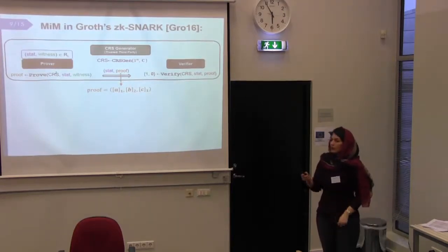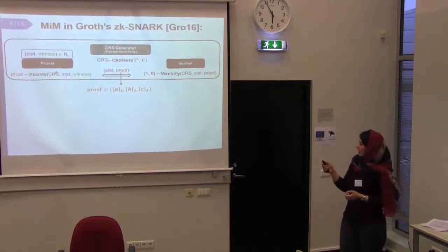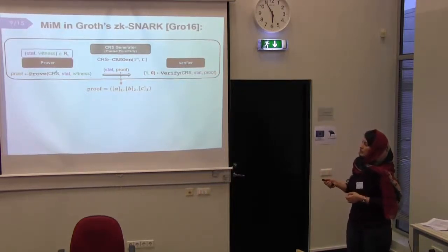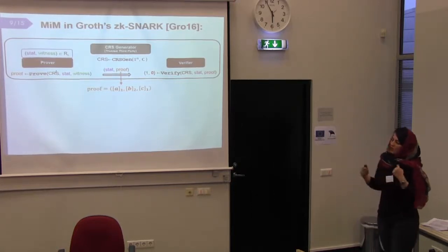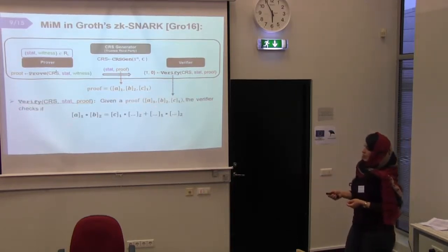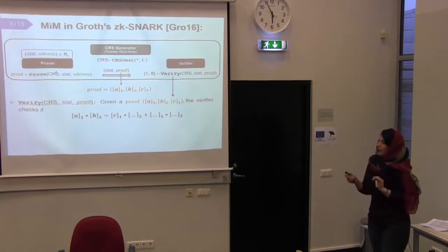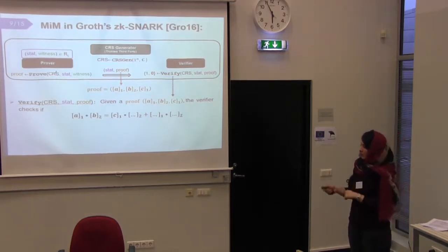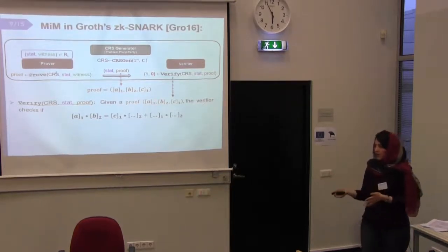Let's see what I mean by malleability. Here is the proof of Groth. The Groth proof, as I mentioned, has 3 group elements, 2 from the first group and 1 from the second group, and its verification is something like this. The verifier checks whether the pairing of A and B is equal to the pairing of C and some elements from the CRS or not.